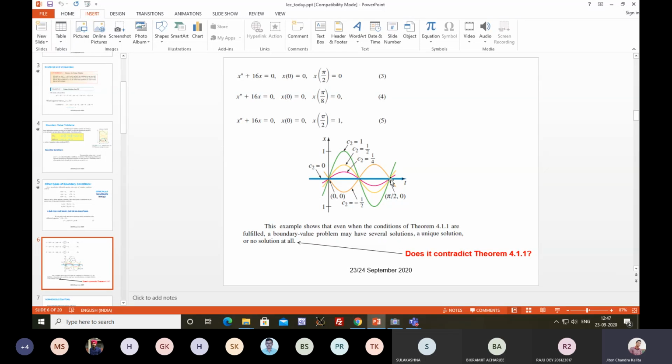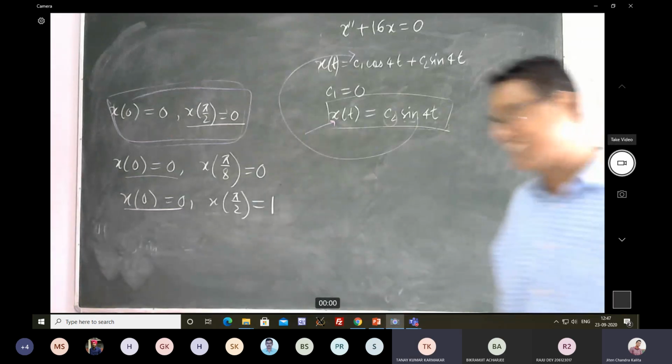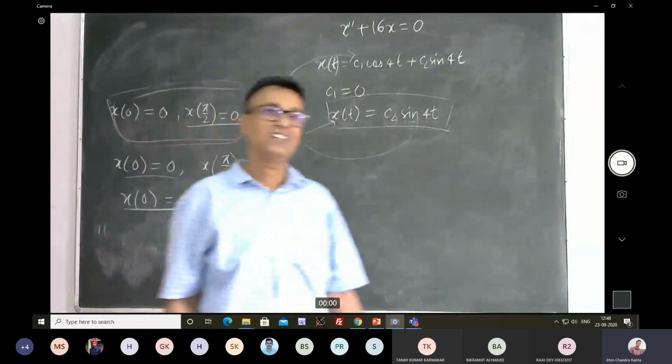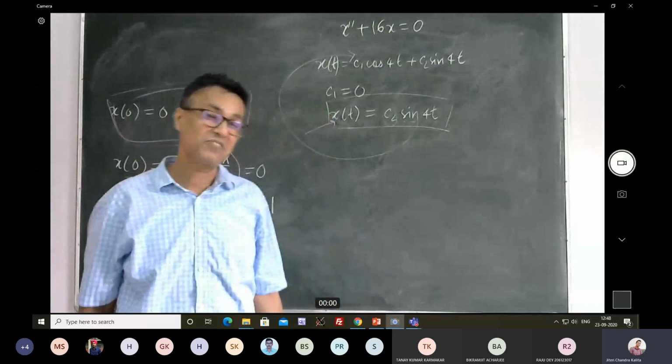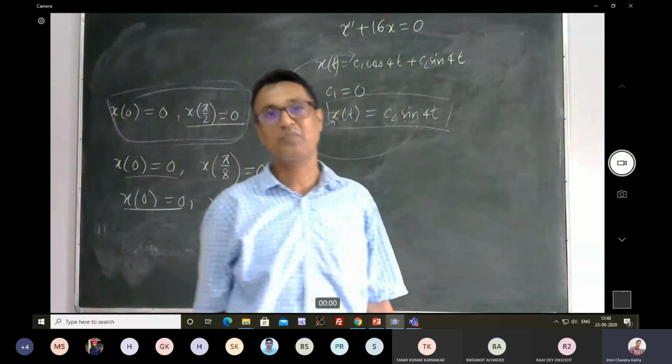So now can you see the question there? Does it contradict theorem 4.1.1? That was nothing but the uniqueness and existence theorem for an nth order differential equation. Does it contradict it? But sir, that was the initial value problem, and this is the boundary value problem. Yes, that is the answer. Earlier, the conditions in the theorem were given in terms of derivatives up to the n minus 1th order. That was an initial value problem.